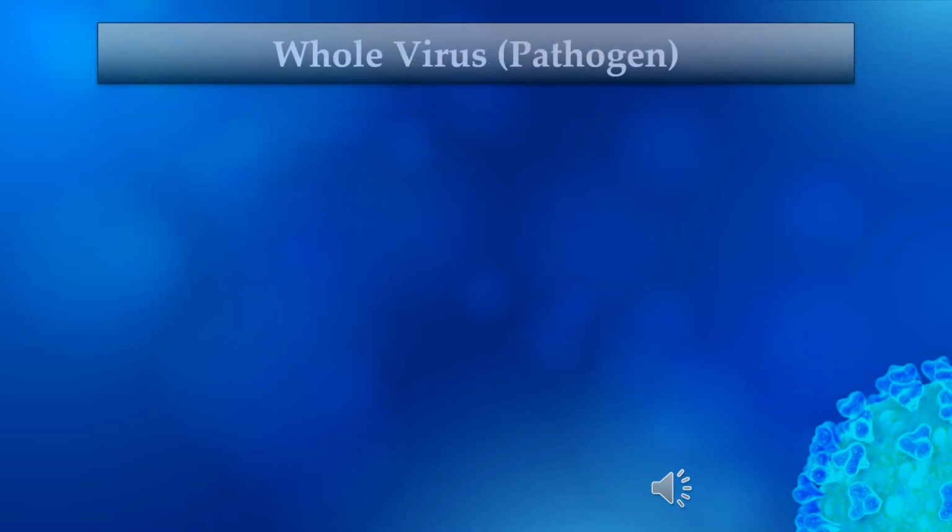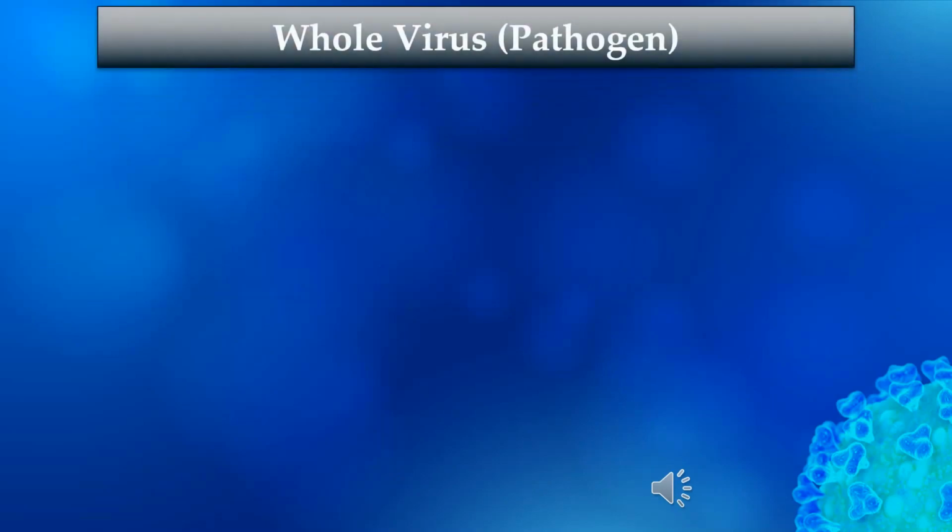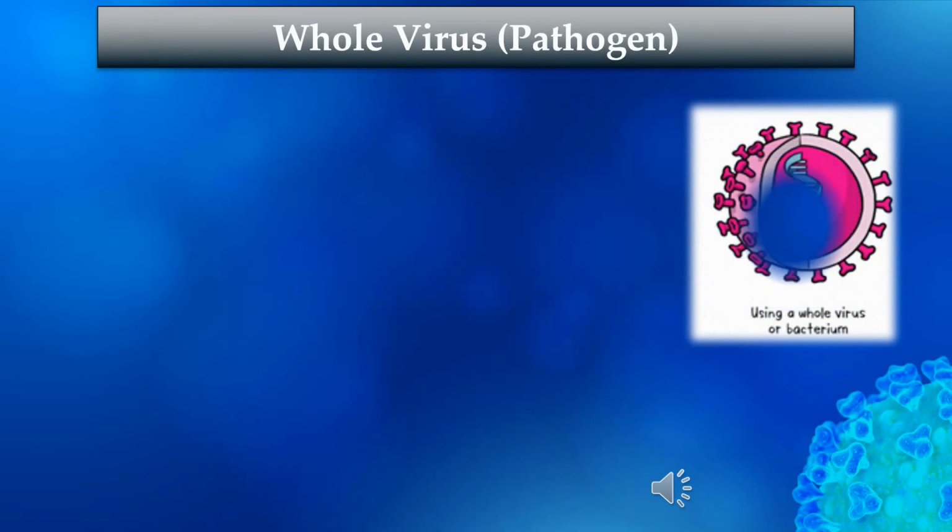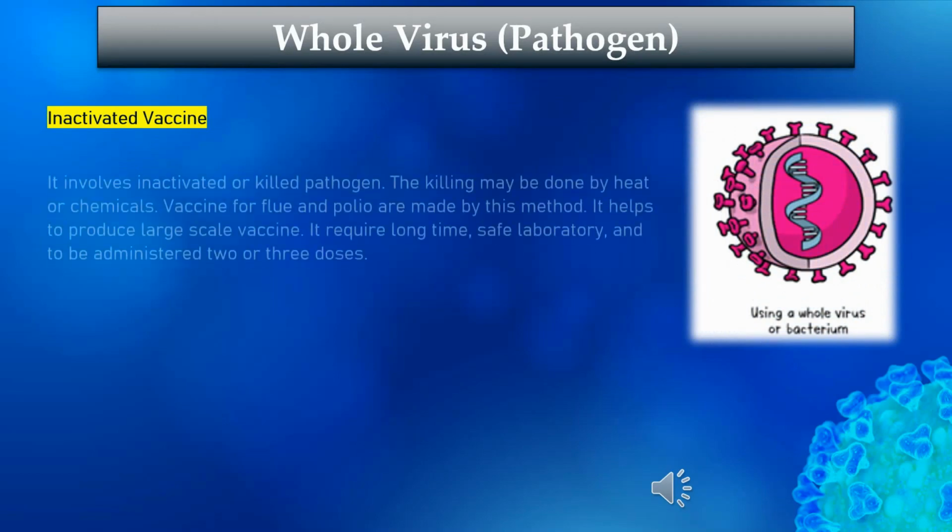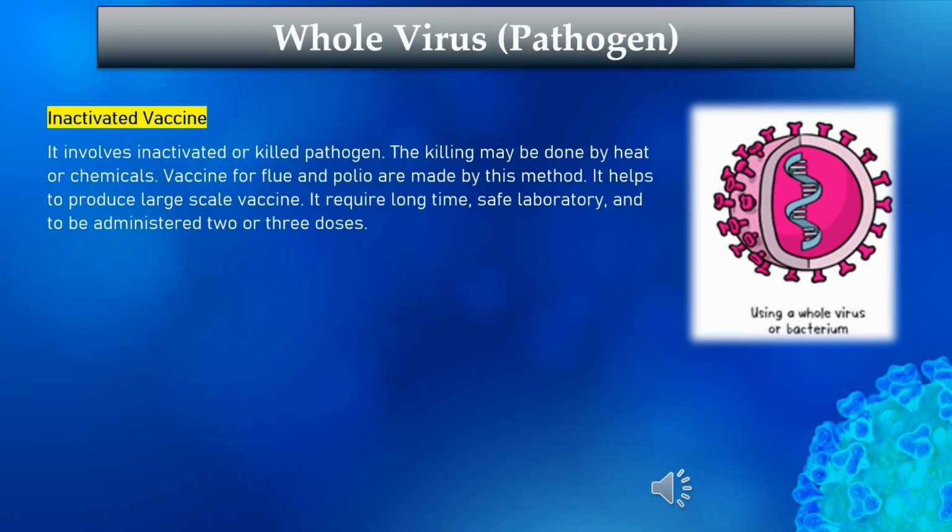First, we can examine the whole pathogen. It may be further classified into 3 types, according to the nature of the pathogen in the vaccine. 1. Inactivated vaccine. It involves an inactivated or killed pathogen. The killing may be done by heat or chemicals. Vaccines for flu and polio are made by this method. It helps to produce vaccine on a large scale. It requires a long time, a safe laboratory, and to be administered in 2 or 3 doses.